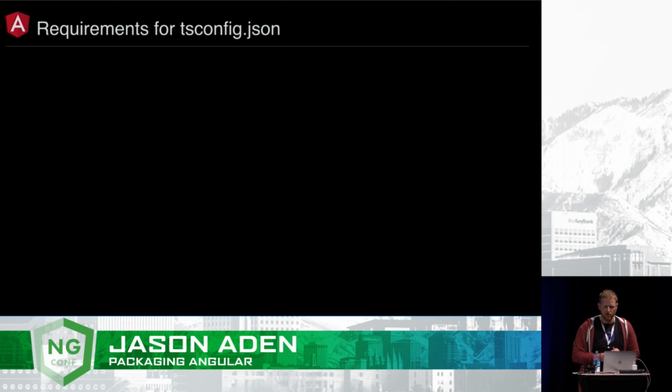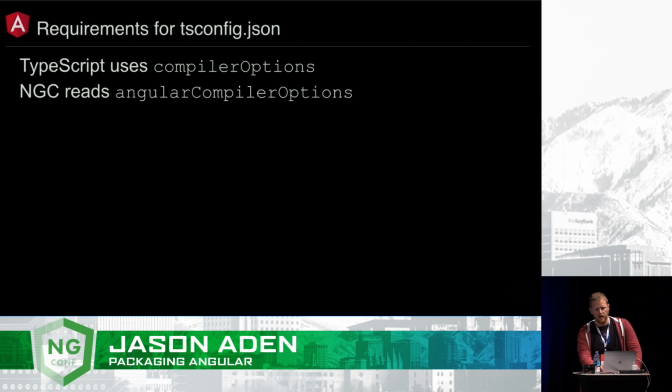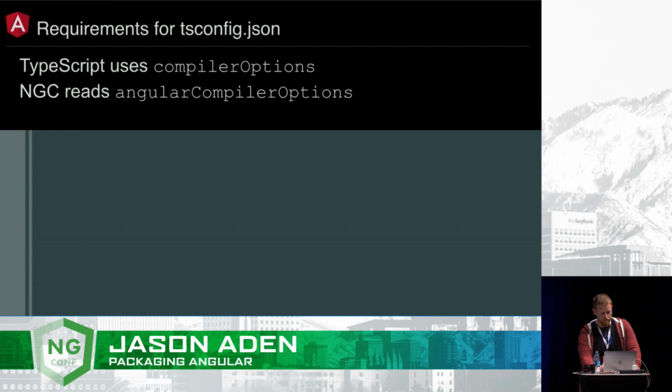So in order to produce those assets, we have to jump into a tsconfig file. TypeScript reads this tsconfig file, and the TypeScript compiler options live in a key called compilerOptions. And Angular's compiler reads from a custom key that was added called angularCompilerOptions.